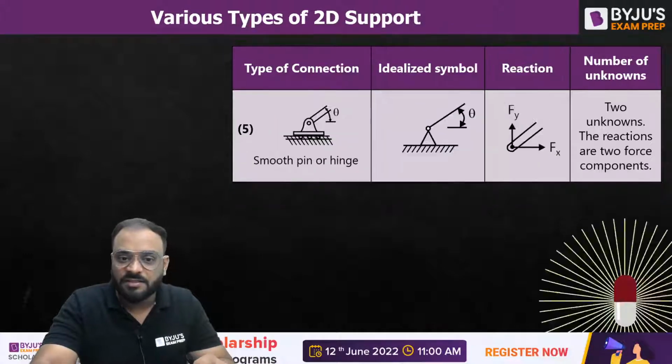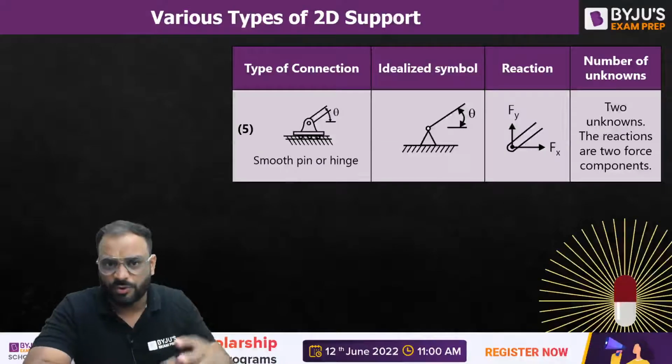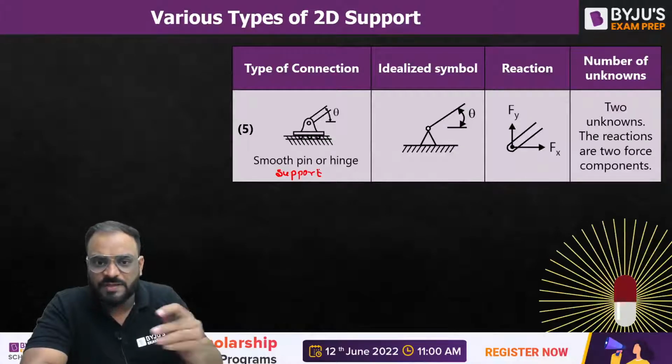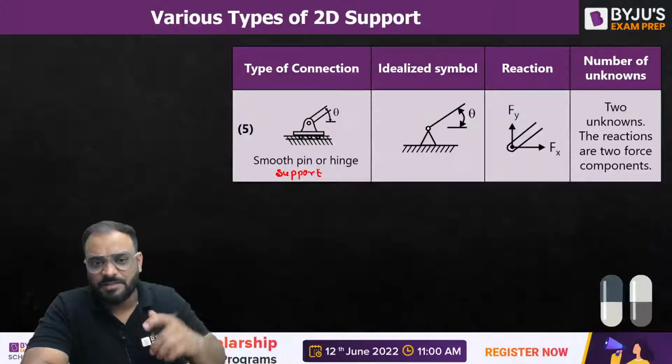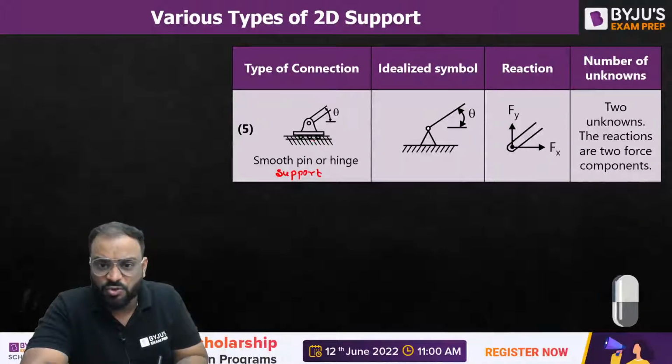Now let's understand the next one, which is known as smooth pin or hinge support. Clear? Smooth pin or hinge support, or you can say pin support also. So basically this particular support will have two reactions. Why does it have two reactions? Let me show you that, guys.